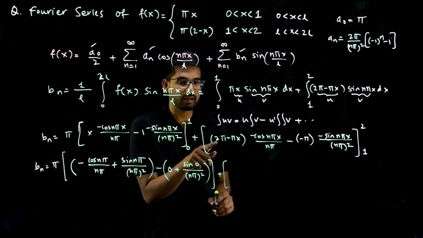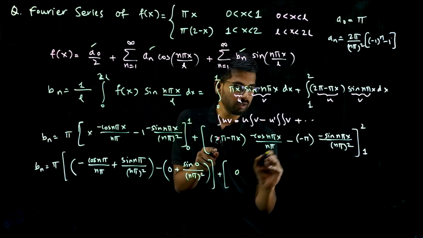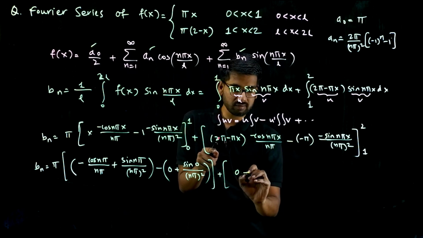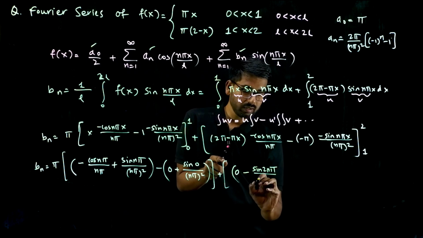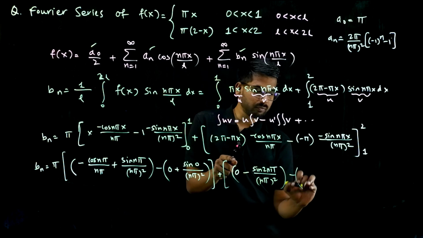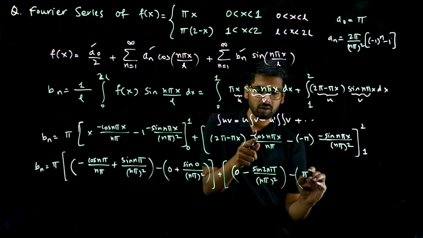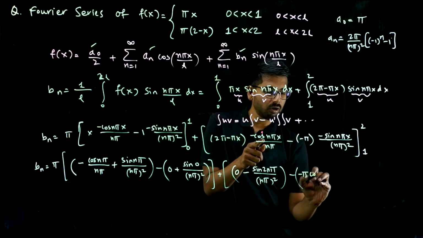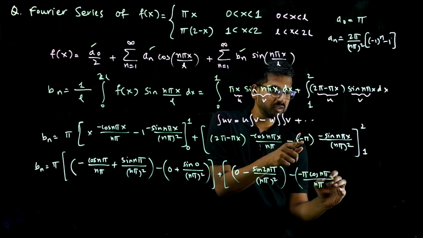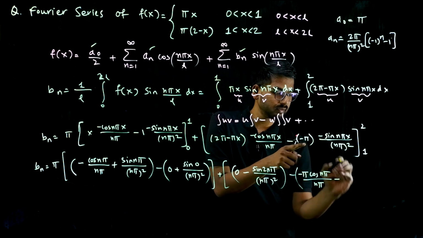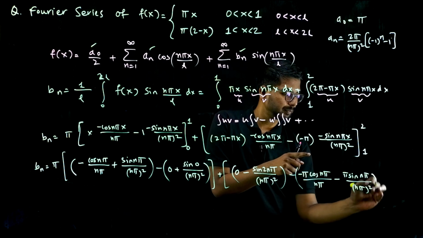Okay, plus here the upper limit is 2. If you substitute 2 here, it will be 2 pi minus 2 pi is 0, 0 into anything will be 0, minus into minus plus, plus into minus minus. Substitute 2 here, you will get sin 2n pi by n pi square, minus for the lower limit, if you substitute 1 in place of x here, you get 2 pi minus pi is pi. This minus I have to write it here. Cos, if you substitute 1 here, n pi by n pi, minus into minus plus, plus into minus minus. Substitute 1 in place of x, we will get pi sin n pi by n pi square.